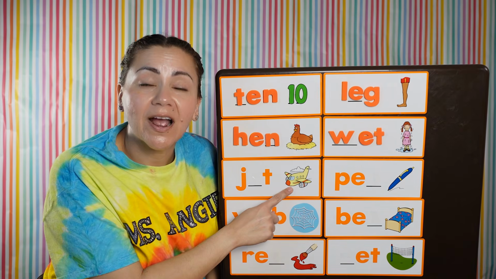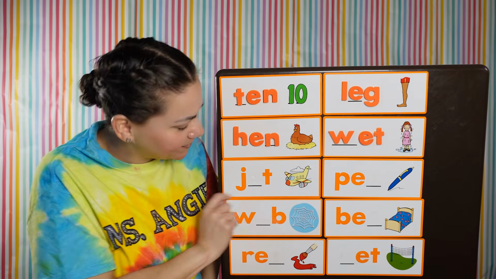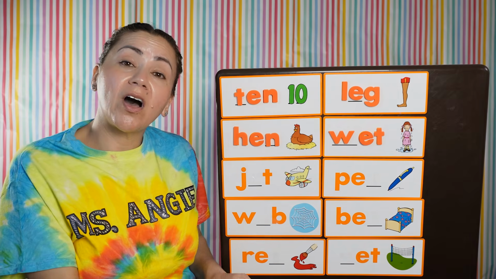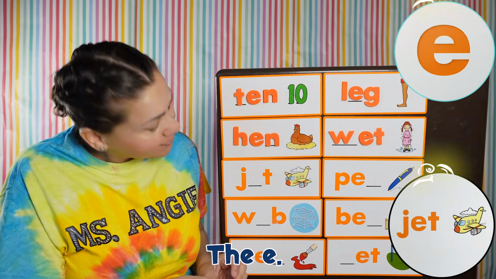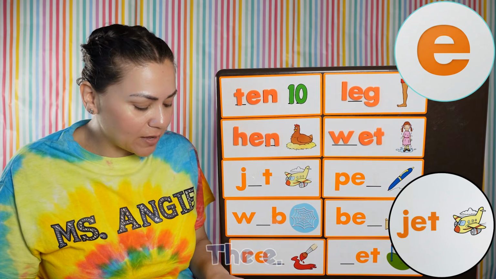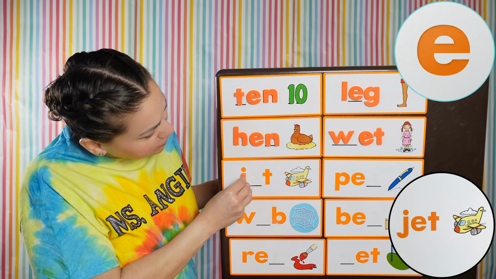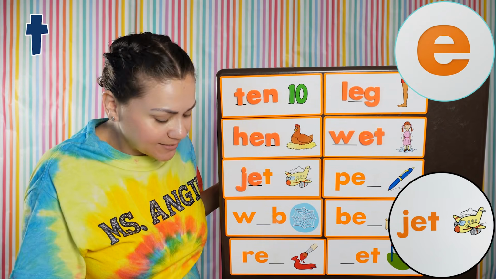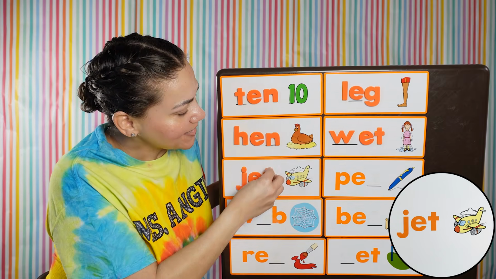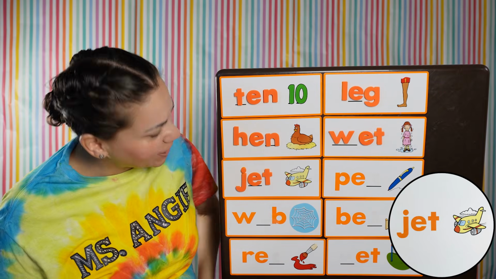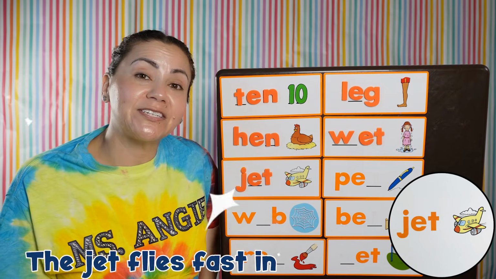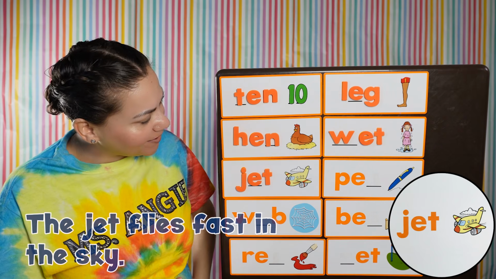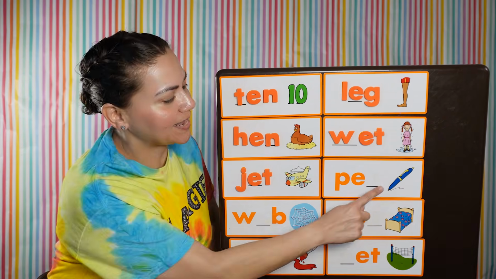Here is a picture of a jet. The jet is missing a letter here in the middle. Which letter is missing on the word jet? The E. That's right, the E. Now let's spell the word jet. Jet is spelled J-E-T. Now let's make a sentence with the word jet. Can you say, the jet flies fast in the sky? The jet flies fast in the sky. Good job. Okay, here is the next one.